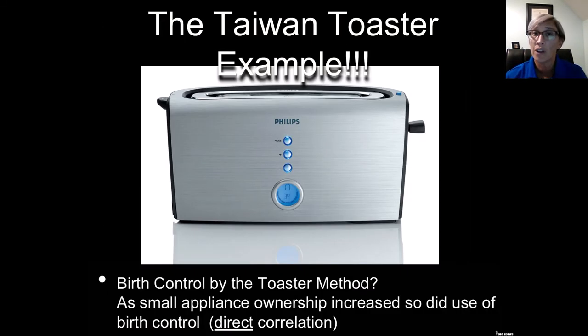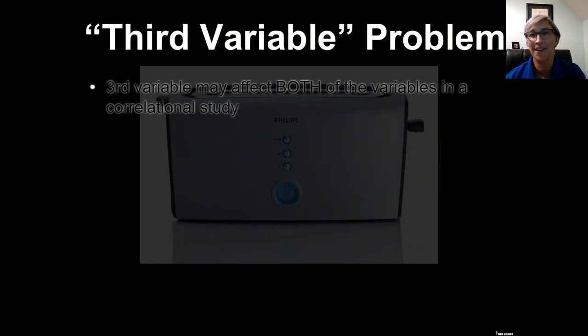Here is one place why it's important to differentiate between causation and correlation. In Taiwan, by the toaster method, they found that there was a positive correlation between birth control use and small appliance ownership. As small appliance ownership increased, so did the use of birth control. So this is a direct correlation. Are they cause and effect? No. It's just one of those things that are related.